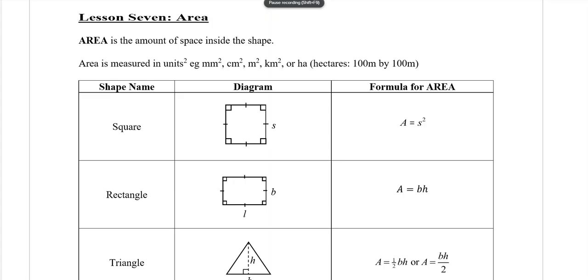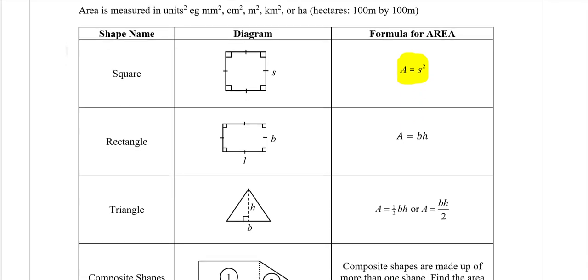Hello Year 8. Today we are doing a lesson on area and we're going to be finding the area of squares, rectangles, triangles, as well as composite shapes. The formula for the area of a square is A is equal to S squared, S being the side length.